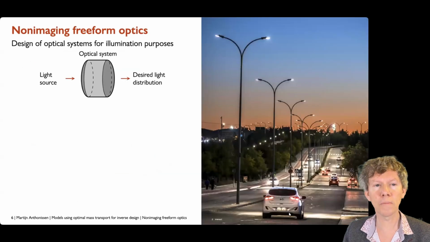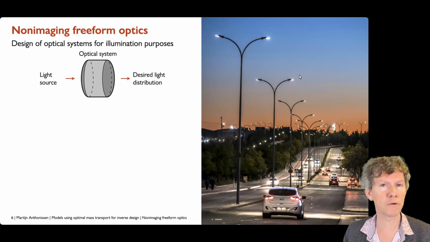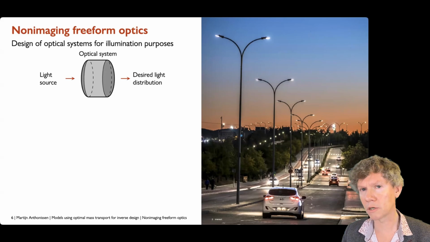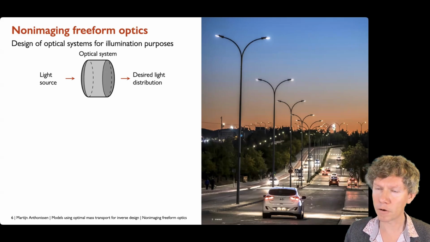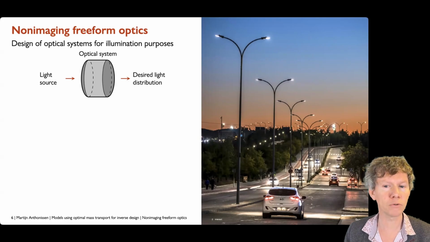Today, I will be talking about non-imaging freeform optics. So in the picture on the right, you see a road, and on the one hand, you have the street lighting. You would like to have a nice uniform light distribution on the street. You do not want to send light into space. If you think of an urban environment, you don't want to send light into people's houses.